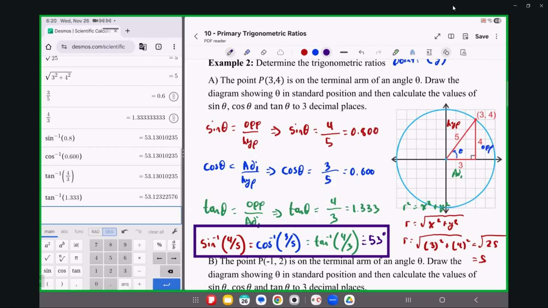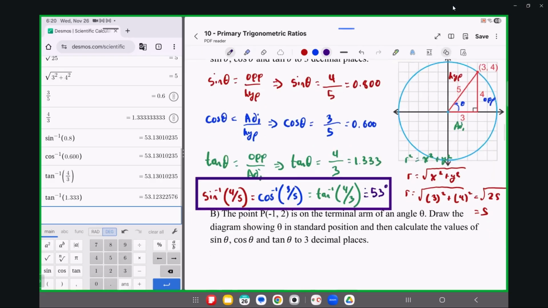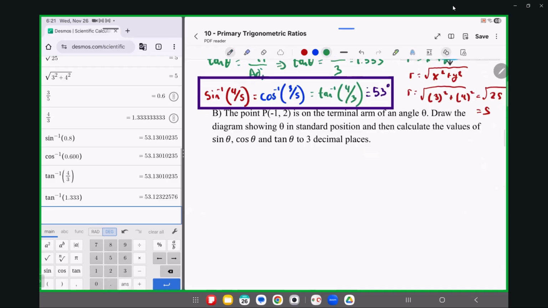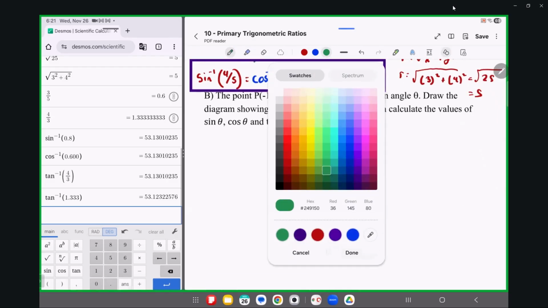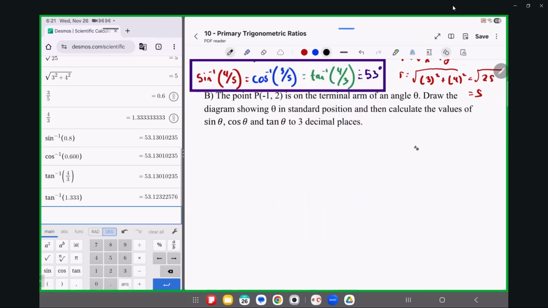Okay. Let's go back to reading here. Okay. The point P negative 1 comma 2. So let's go ahead and sketch this out. Okay, there it is. So the point P, which is on the terminal arm of an angle theta. Draw the diagram showing theta in standard position, and then calculate the values of sine theta, cos theta, and tan theta to 3 decimal places.